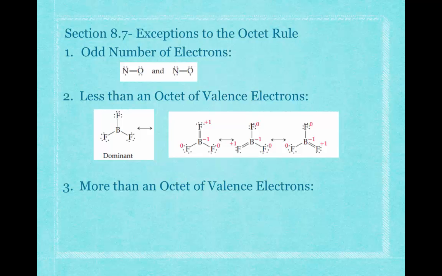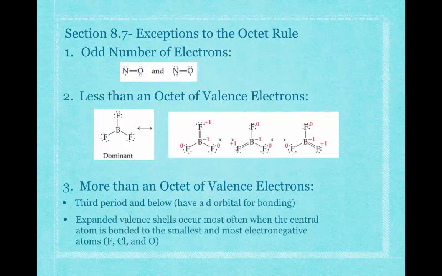The third exception is when you have more than an octet of valence electrons. So instead of having just 4 items bound to the central atom, you can even have up to 6. And we'll look at that when we look at molecular geometries. Now, the interesting thing for you to know is that central atoms that are above the third period do not have this exception. The reason why atoms in the third period and below are able to have more than an octet of valence electrons is because they have a d orbital which can be used for bonding.